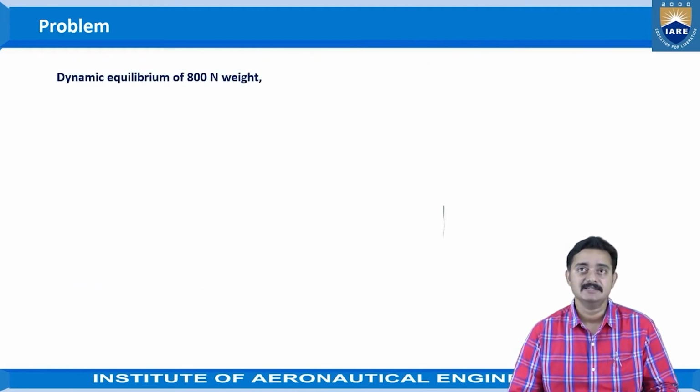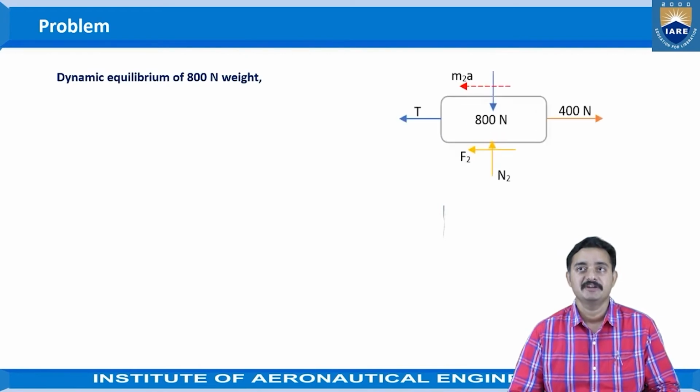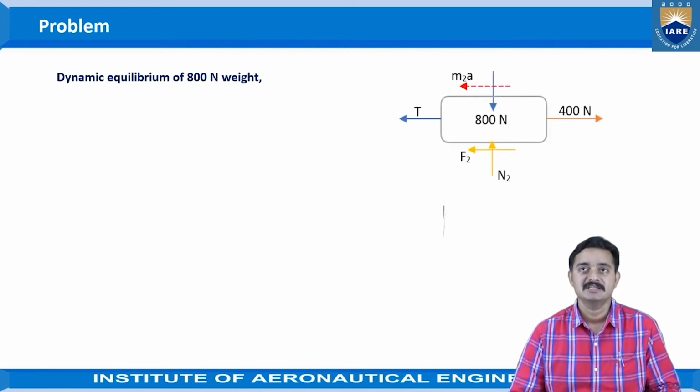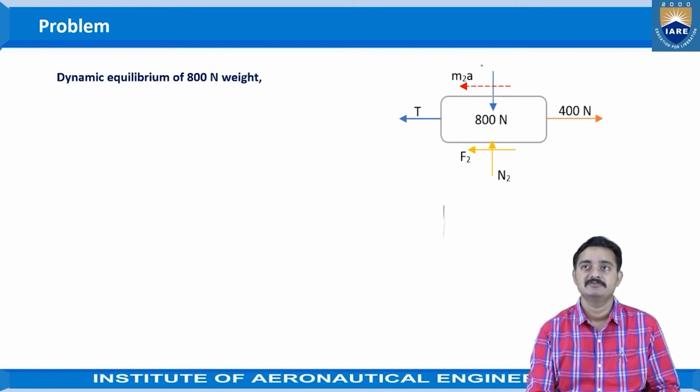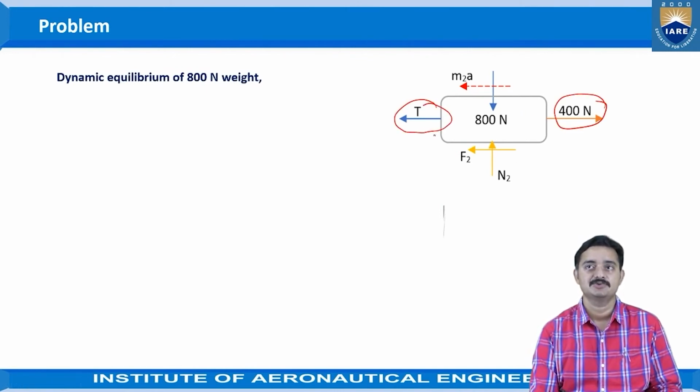Now consider the dynamic equilibrium of the 800 Newton weight. When we consider the dynamic equilibrium of the 800 Newton weight, the free body diagram is drawn here like this. Similarly, as the 800 Newton weight is moving towards the right side, the inertia force will be towards the left side. Also, the frictional force will be towards the left side. And the force that is being applied and the tension that is being acted are shown like this.